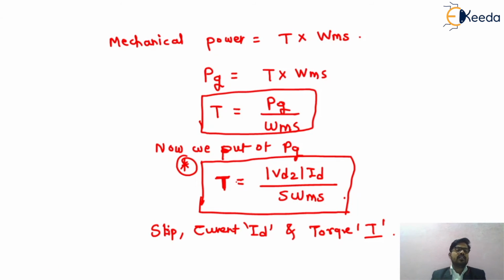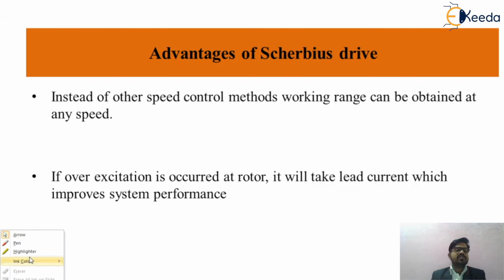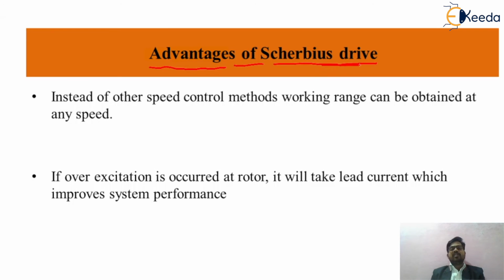Now we can understand the different advantages of your static Scherbius drive. As we know, this static Scherbius drive is very useful in the slip power recovery scheme, because we get control of the value of PR. If the value of PR goes from 0 to negative or positive, we get speed control below synchronous speed and above synchronous speed. But with the Scherbius drive, we get speed control below synchronous speed because the value of PR is positive.